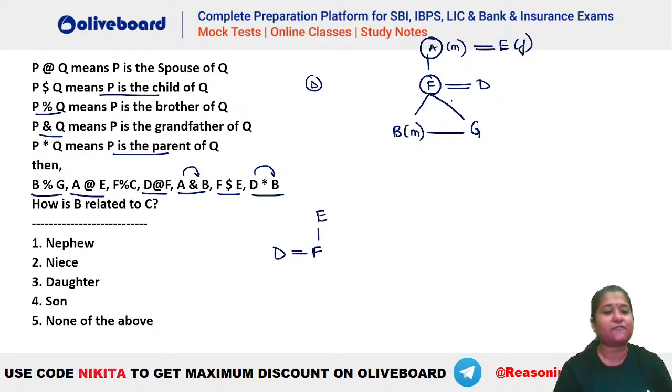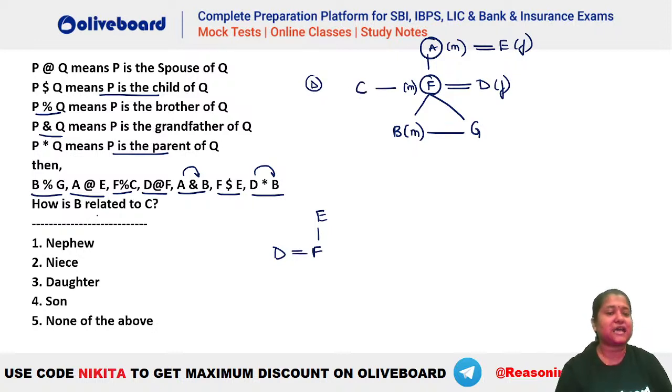Okay, so we have F dollar E. That means F is the child of E. ठीक है, ये बन गया. अब क्या दे रखा है? F percentage C. Percentage means brother, so F is the brother. That means F is a male person. So D has to be a female person. So F is the brother of C. Will be something like this.